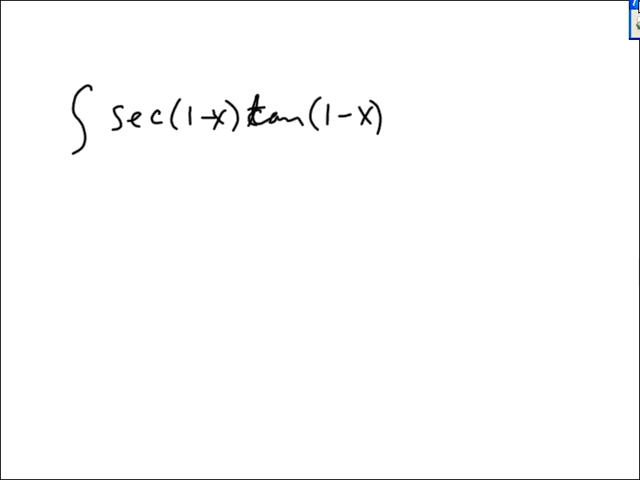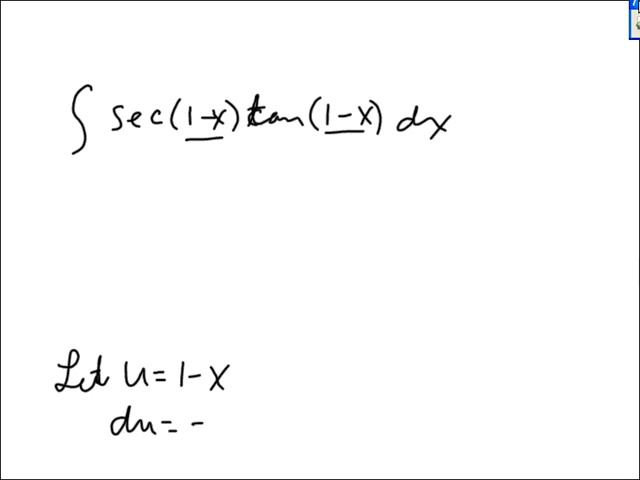Many times when you have trig functions and you let the angle equal u, you might have to make a second substitution. You were asked to find the integral of the secant of 1 minus x times the tangent of 1 minus x dx. I gotta keep advising you, let u equal the angle. The angle is 1 minus x.